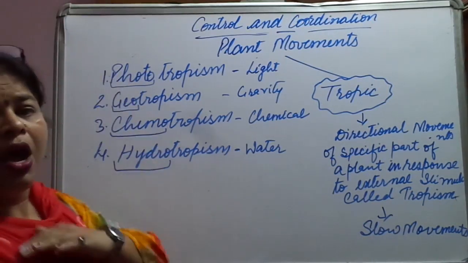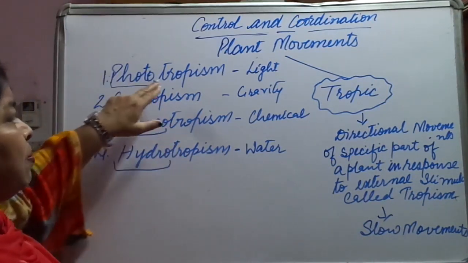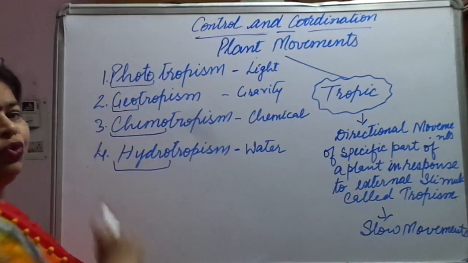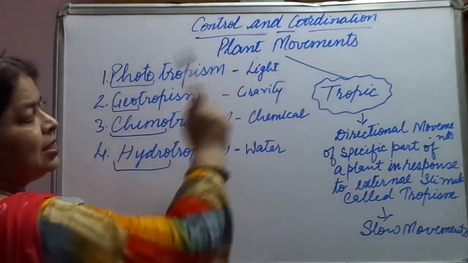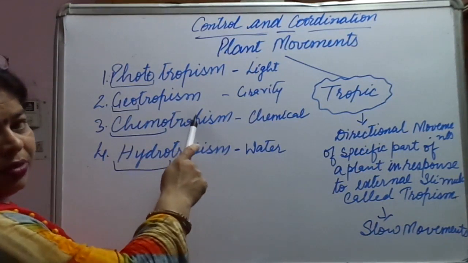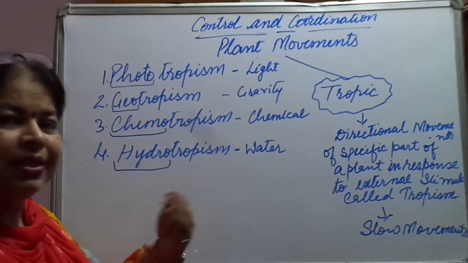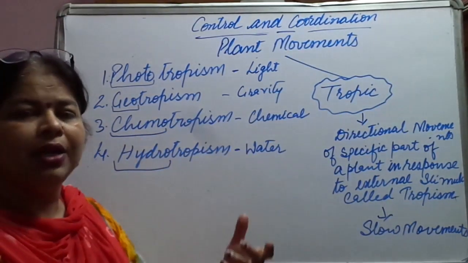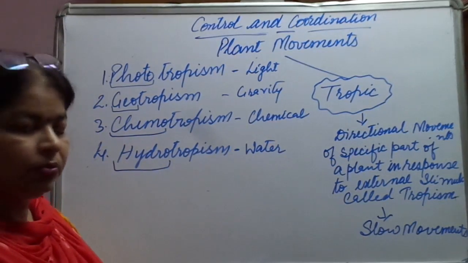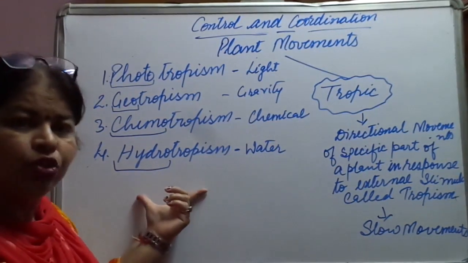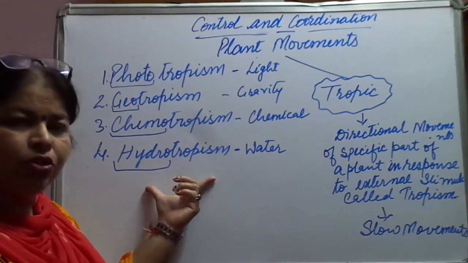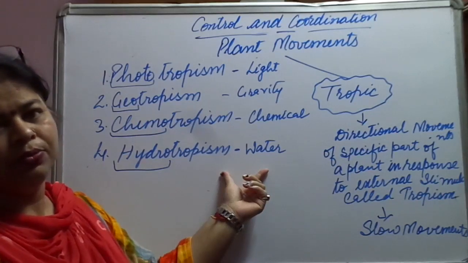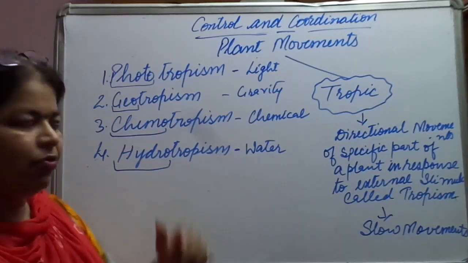Let us again see how many types of tropic movements there are. The plant parts show various tropic movements, and what are they? Number one is phototropism, meaning growth towards light. Second is geotropism, meaning the plant part is growing towards gravity. Third is chemotropism, meaning the plant part is growing towards a chemical substance. The fourth is hydrotropism, a tropic movement of the plant part towards water. We are going to discuss them one by one now.